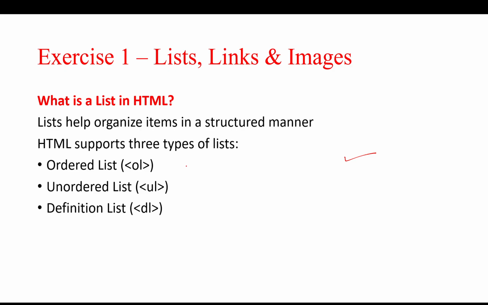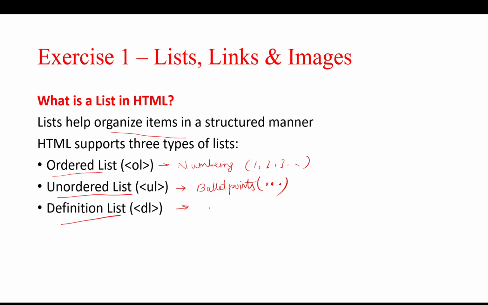with HTML lists. A list is used to organize the information in a structured way. And HTML supports three types of lists. One is the ordered list, which is used for the numbering like 1, 2, 3, and so on. And the unordered list, which uses bullet points. And the third one is definition lists, used for terms and descriptions.